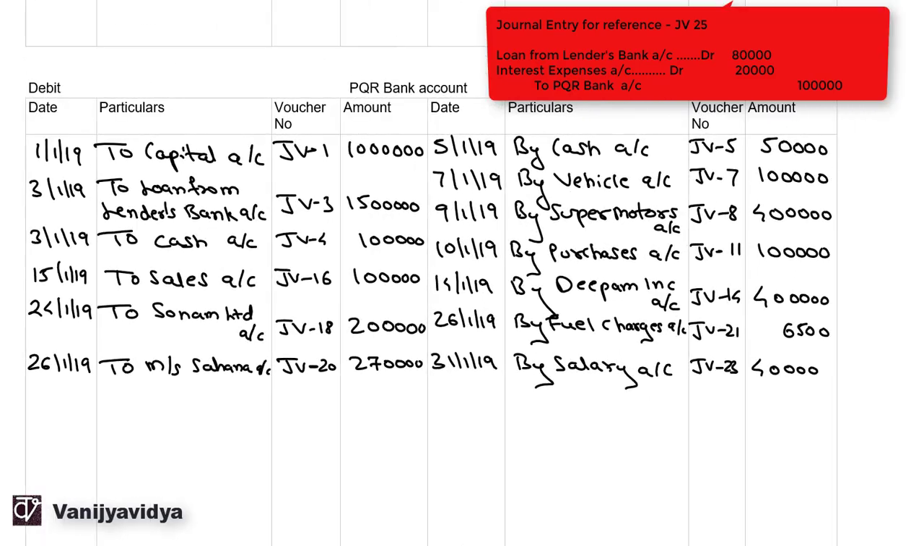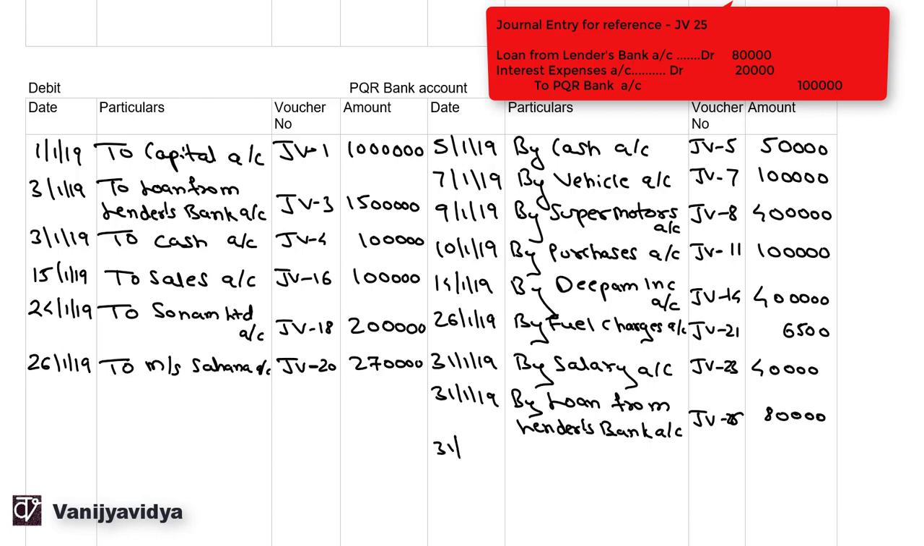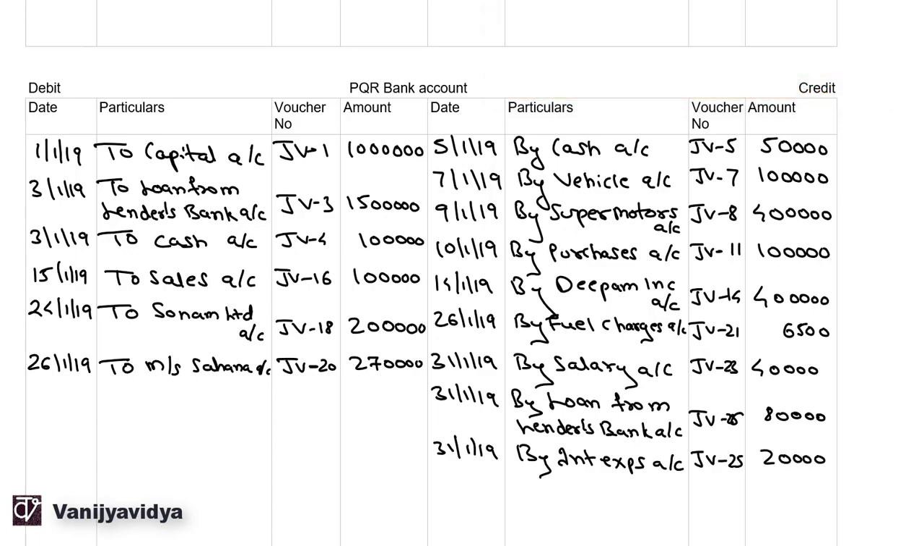On the credit side of PQR bank account, 31st Jan 2019 by loan from lender's bank account JV25, 80,000. 31st Jan 2019 by interest expense account JV25, 20,000. Now let's move on to the next journal entry.